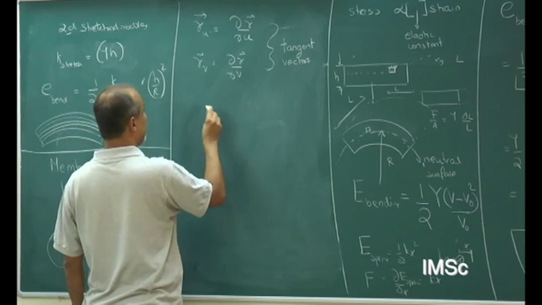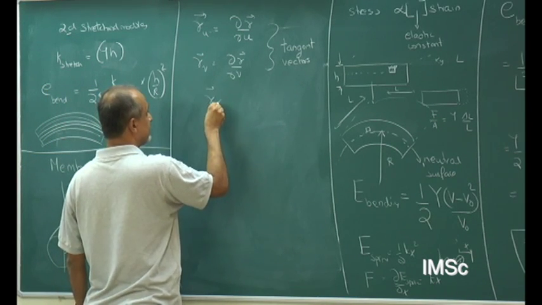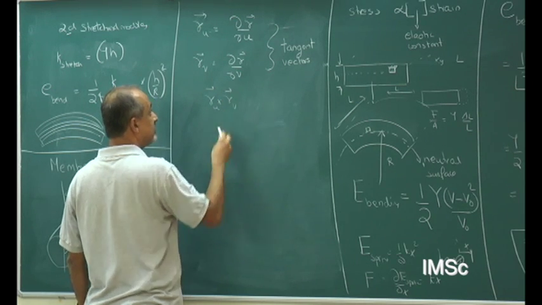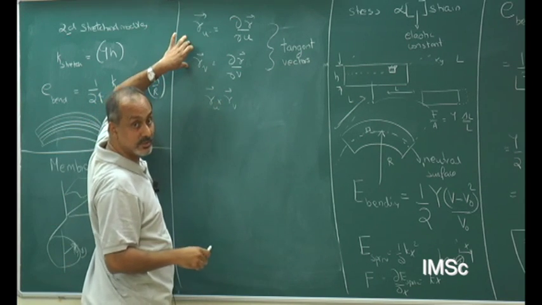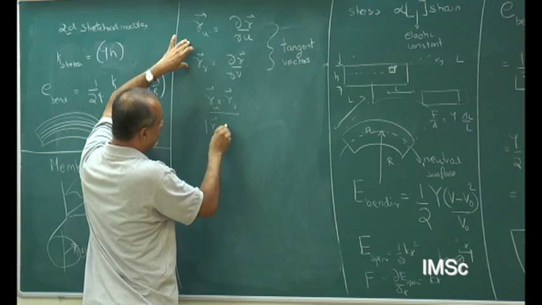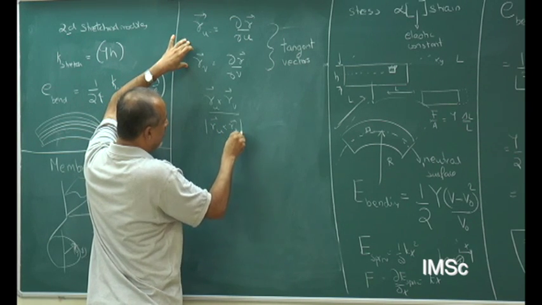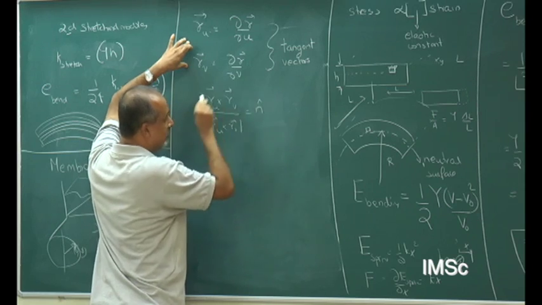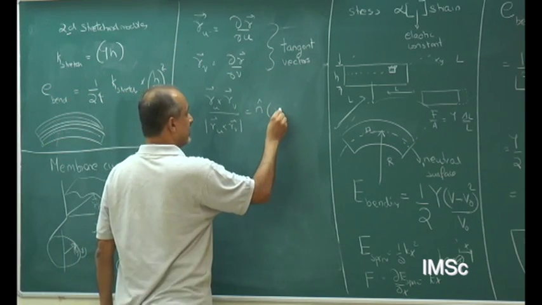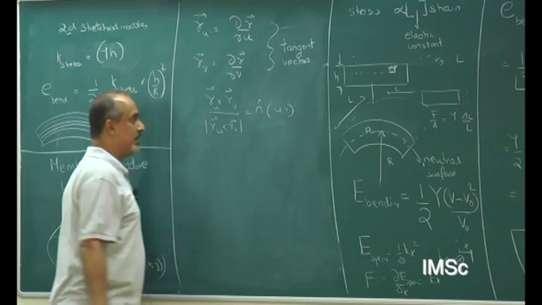Then we said, okay, if we take these 2 tangent vectors in the plane, take R sub u cross R sub v, this is a vector that is normal to both. So if I take this and divide by the modulus of R sub u cross R sub v, what I will get is a normal vector at a particular point u and v. So this is a normal vector at the point u comma v.